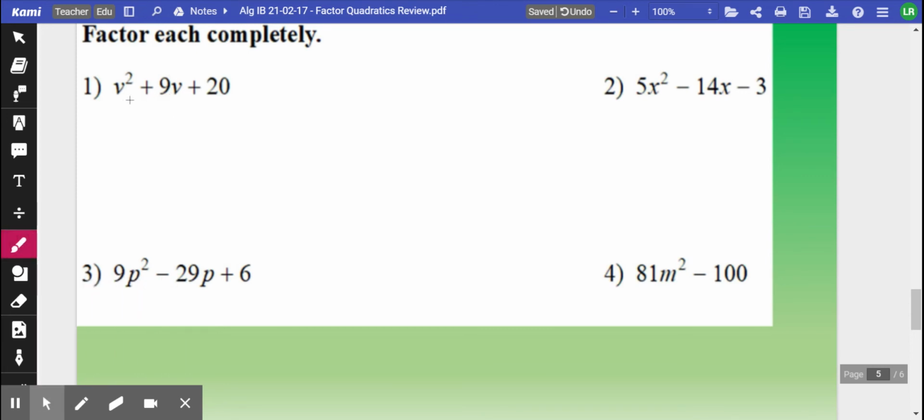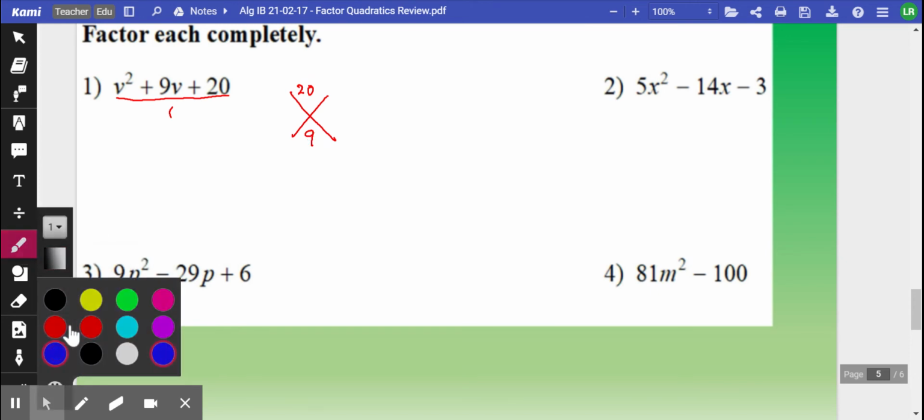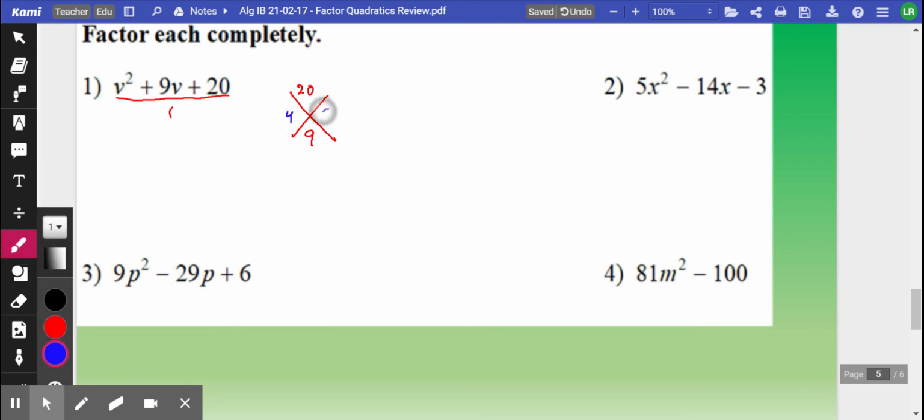All right, let's take a look here. Once done, magic numbers, multiplies to be 20, adds up to be 9. The magic numbers here are 4 and 5. 4 times 5 is 20, 4 plus 5 is 9. And I start off 1v plus 4, 1v plus 5.